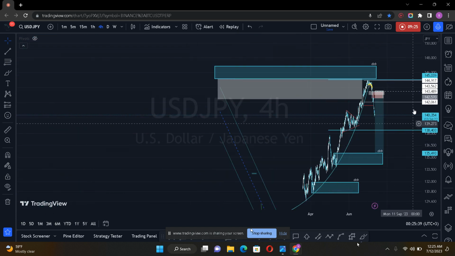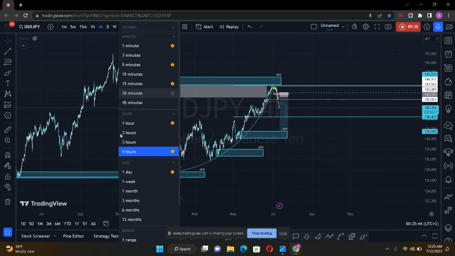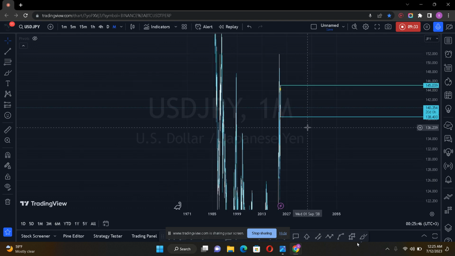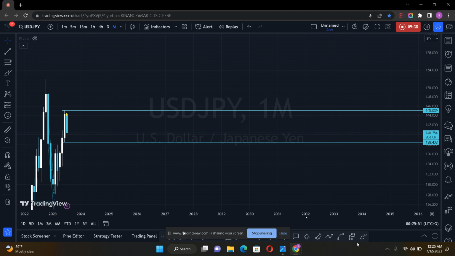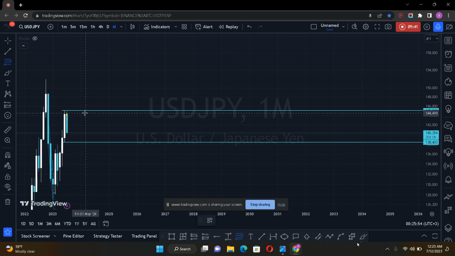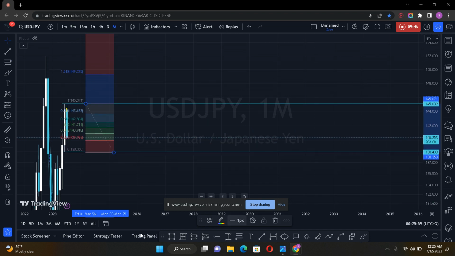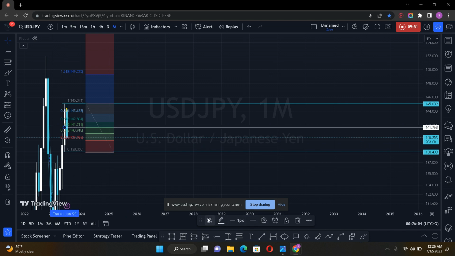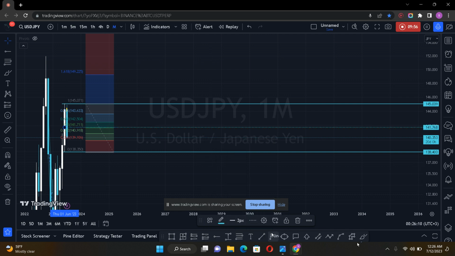Let me just take a minute. Apparently I had erased the monthly mid-range. Let me fix that. So there you have it. Back to the lower time frame.